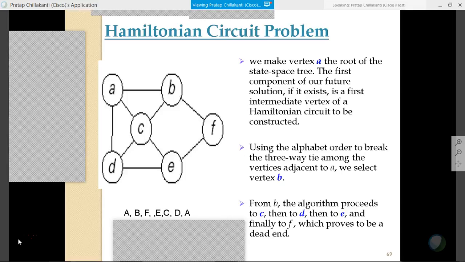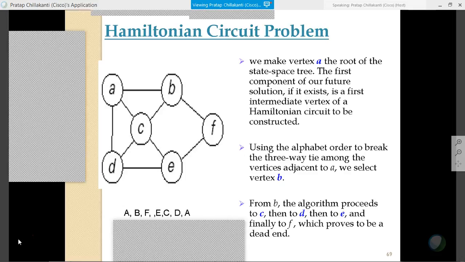Now, this is where we get into using the concept of trees and backtracking to solve a Hamiltonian circuit problem. I gave a graph on the left: A, B, C, D, E, F. It gives you instructions saying we make vertex A the root of the state space tree. We are transposing that into a tree, right? Then the first component of the future solution, if it exists, is the first intermediate vertex, meaning you're basically exploring each of the vertices, right?